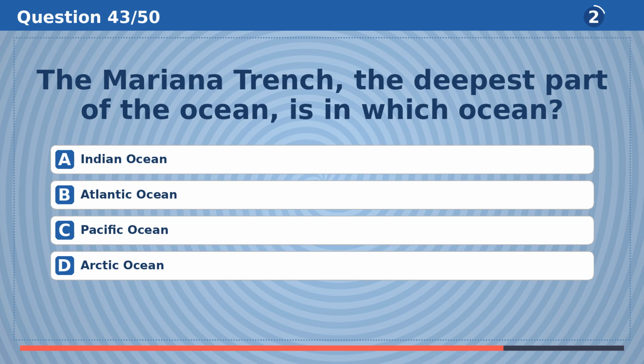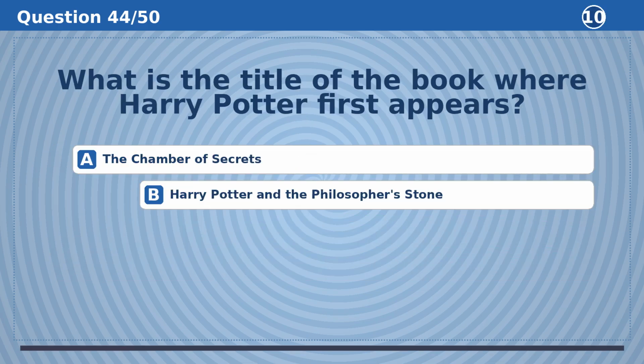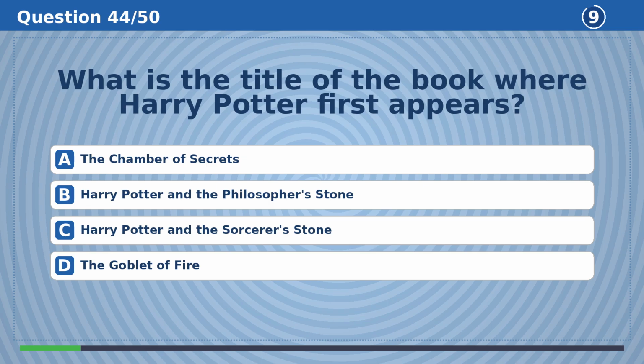The Mariana Trench, the deepest part of the ocean, is in which ocean? The answer is C. Pacific Ocean.